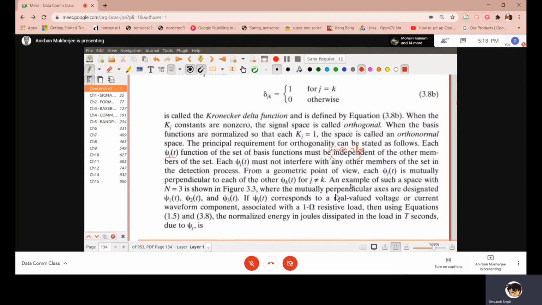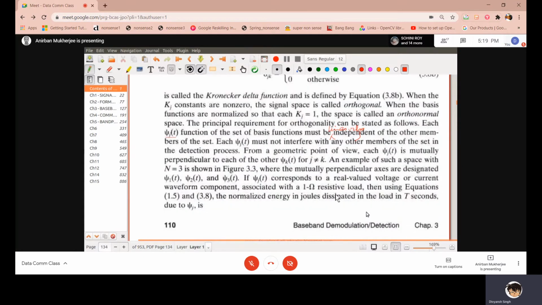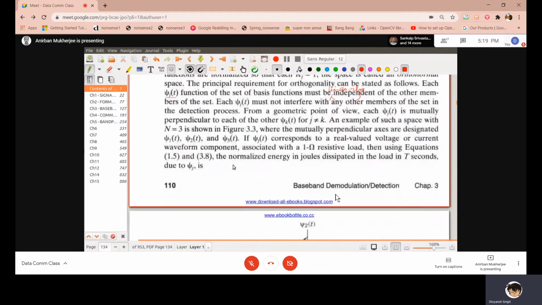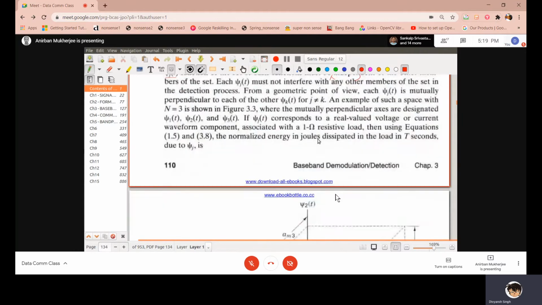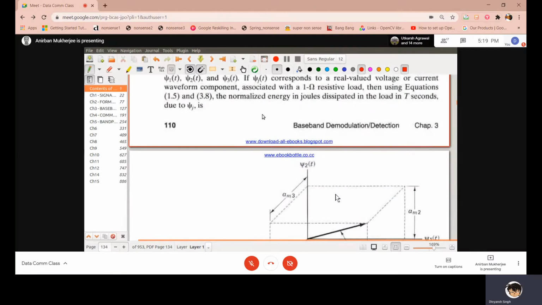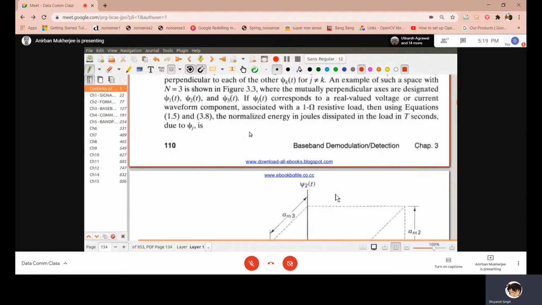Now, say psi 1(t), psi 2(t), psi 3(t), and psi j(t) correspond to a real-valued voltage and current waveform, some function associated with a 1 ohm resistive load. Then, using that, the normalized energy in joules dissipated in the load in T seconds is due to psi j.